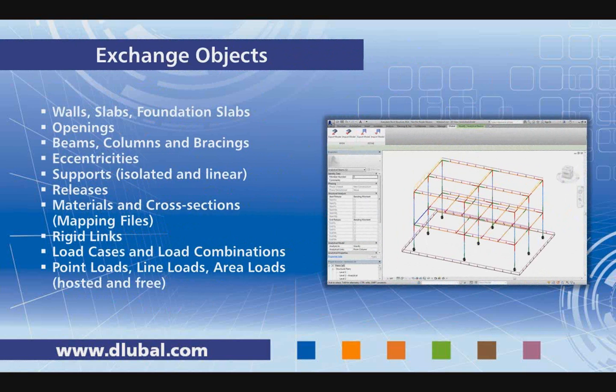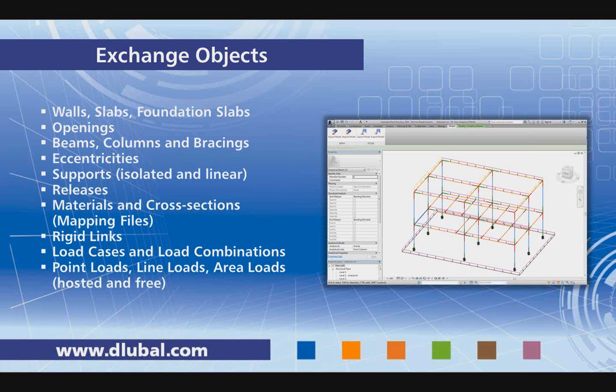When we exchange the data, we talk about walls, slabs and foundation slabs, including openings, beams, columns, bracings, and we can also handle eccentricities. All those objects are created, for example, in RFEM, and then we take them from there. For the typical statical objects, we have supports, releases, or rigid links, load cases and load combinations. We cover point loads, line loads, and area loads.